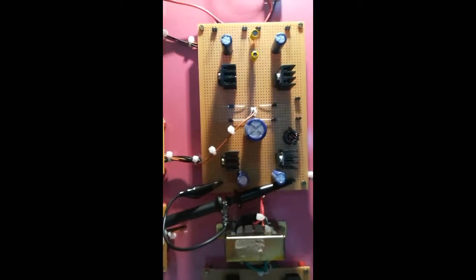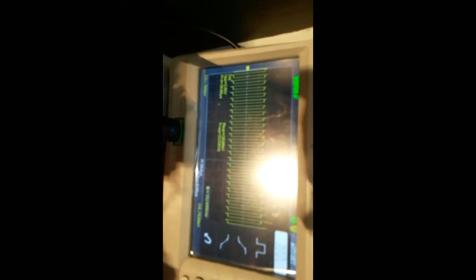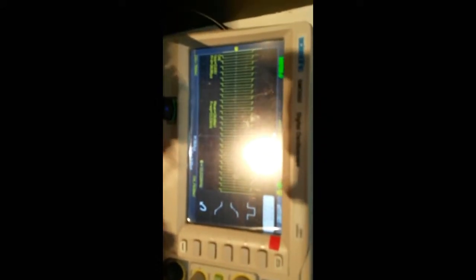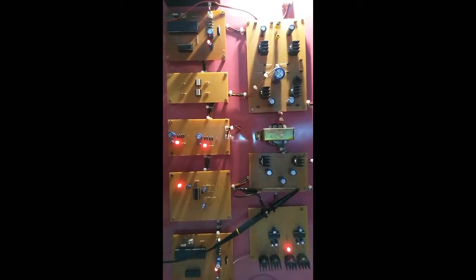So to check the obtained AC output across this half-bridge inverter, we are connecting a probe across this point, and this is our obtained AC with a high frequency. By zooming this, we can view our obtained AC output. For measuring our DC output, we are connecting a probe across this point, and this is our obtained DC output.